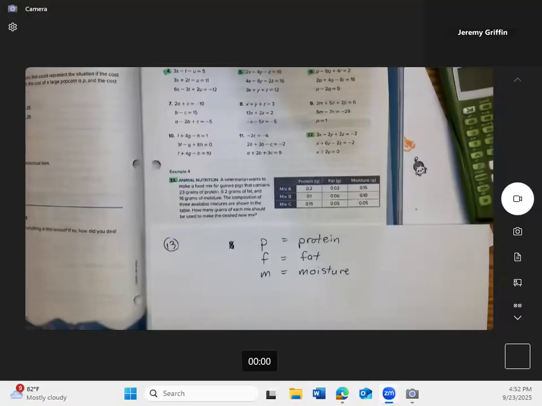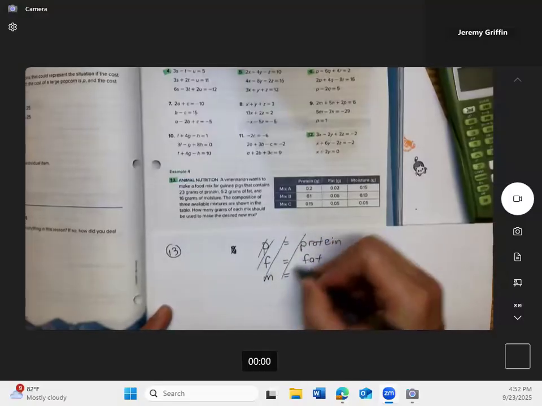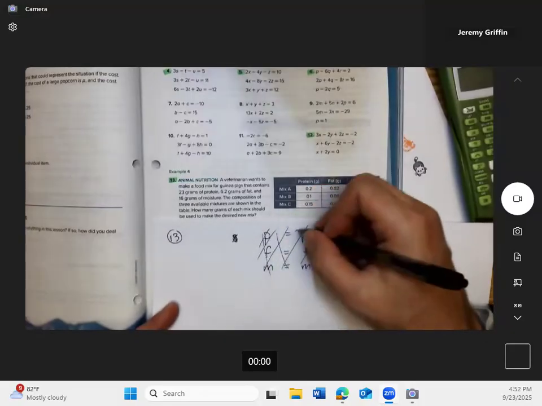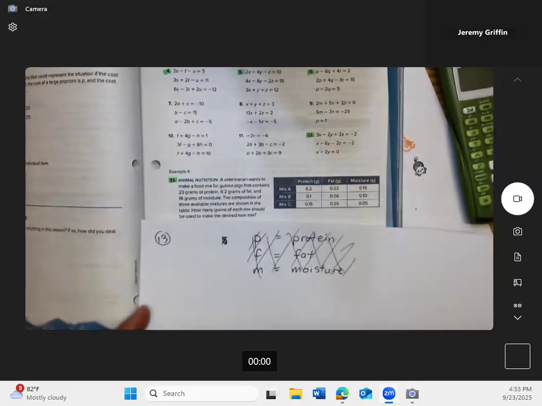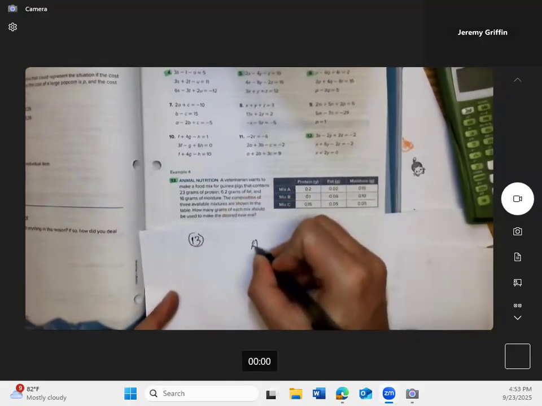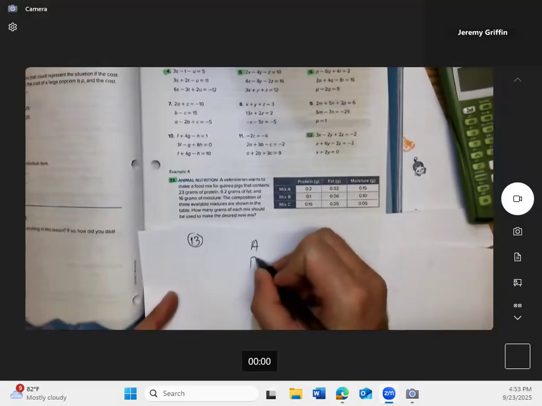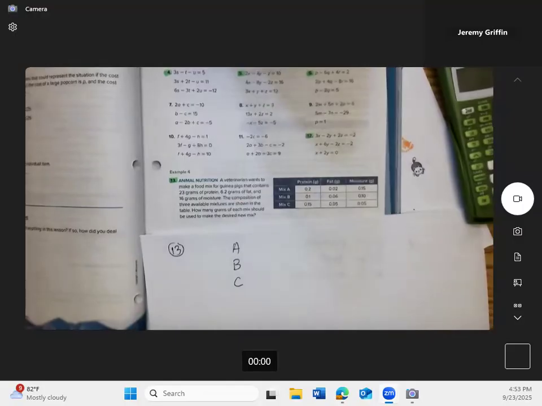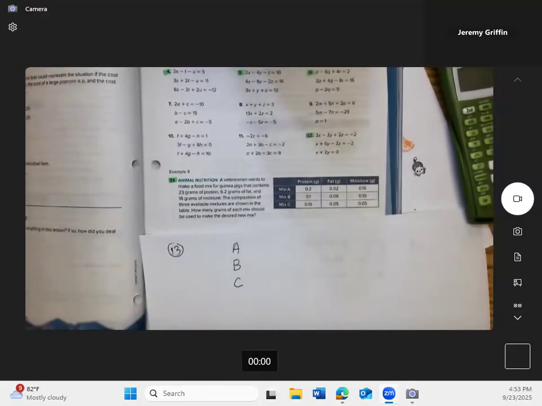No, I chose the wrong variables. Let me start over. Mistake. That's not my variables. My variables are A, B, and C. I'm being silly. So start fresh here. Our variables are going to be how much of mix A, how much of mix B, and how much of mix C. Those are the three variables we're going for. We're solving for how much of each one of those.